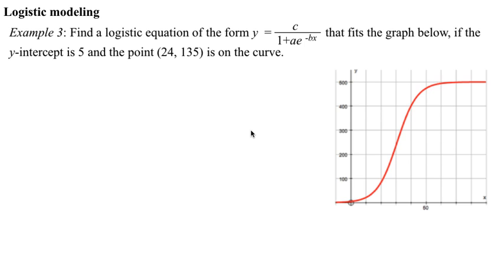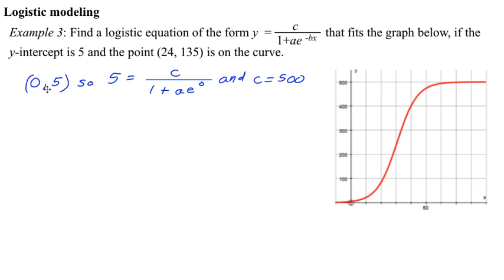Here's a logistic model. It says find a logistic equation of the form that's given that fits the graph if the y-intercept is 5 and the point (24, 135) is on the curve. Well, the y-intercept is our initial value, right? So when x is 0, y is 5. And so we're going to plug that in and calculate what we're going to get for our a value here, for our initial value. So we have 5 is equal to c over 1 plus a e to the 0 power. And anything to the 0 power is 1. So we'll just get 1 plus a on the bottom.